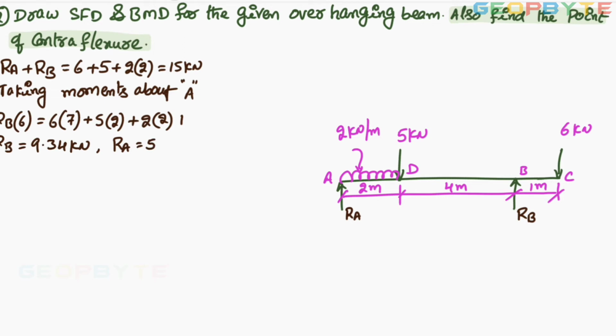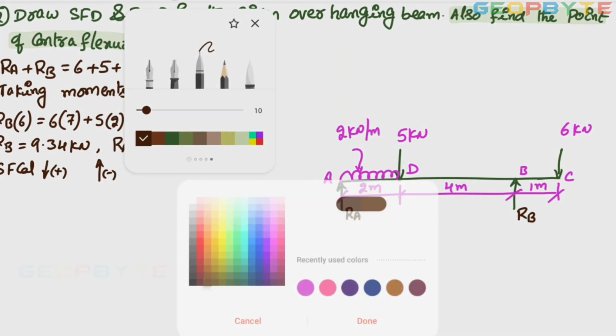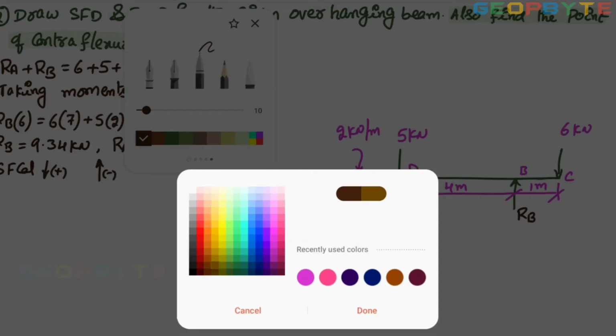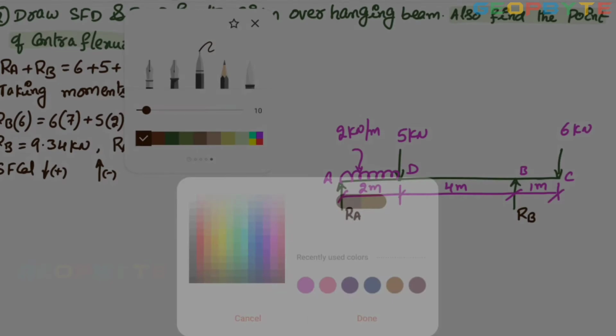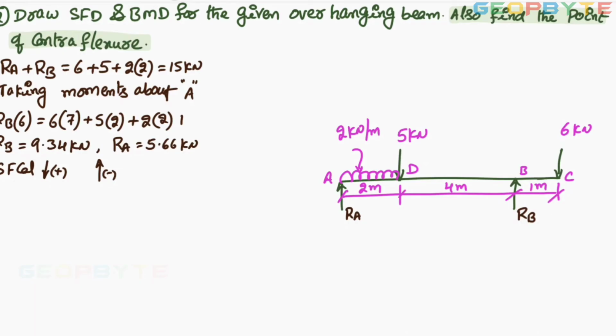RA equal to 5.66 kilonewtons. Now let us have the SF calculations. Shear force calculations. Downward forces positive, upward forces negative. That is the sign representation. Now let us find the shear force values.